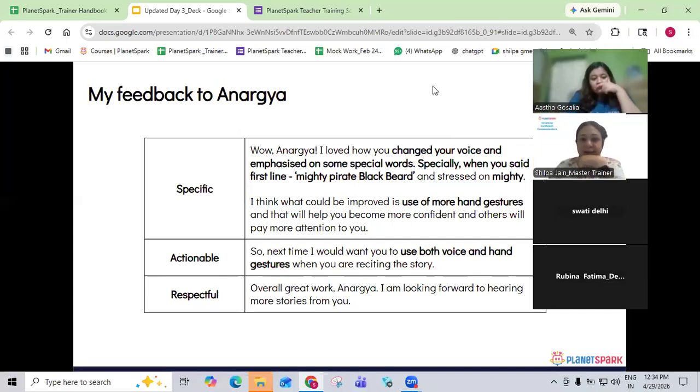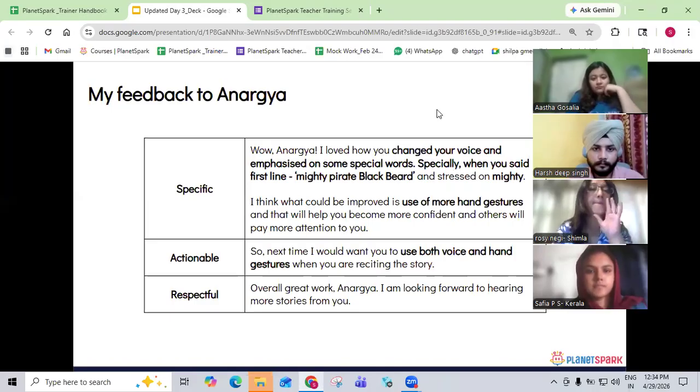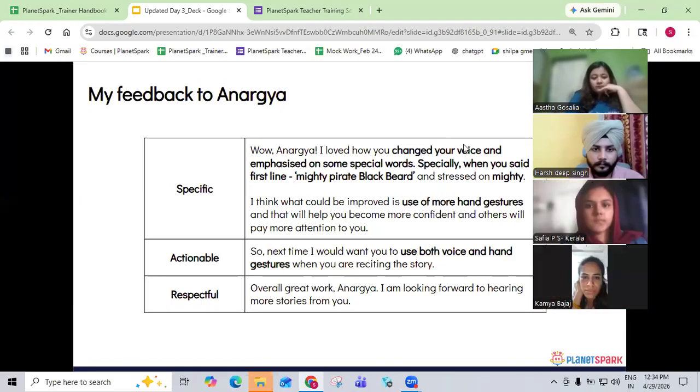Okay, Astha has raised her hand. So Astha, when you are reading this, I want you to play with your voice modulation and body language, and I want you to read the first paragraph only so that the other participants can read the other paragraphs. So the first paragraph, Astha, please.